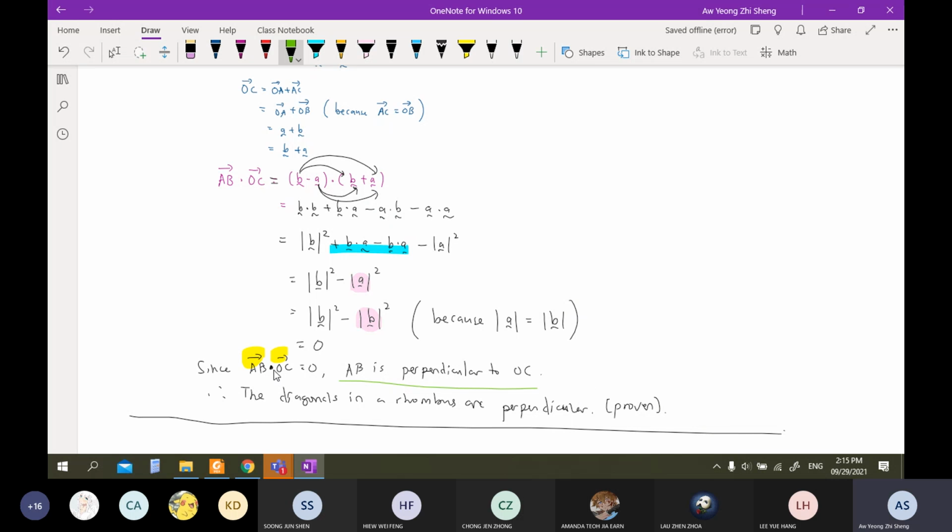But when you involve dot product, AB and OC must have arrows above them, because dot product can only operate on vectors. If you write AB dot OC equals 0 without arrows, this will be a wrong statement, because a dot product can only operate on vectors. So be careful with your way of writing things. And when you need an arrow above, when is it optional to have arrows above?